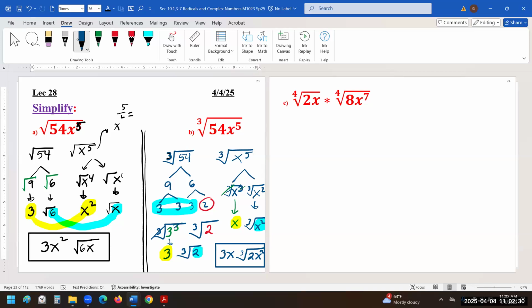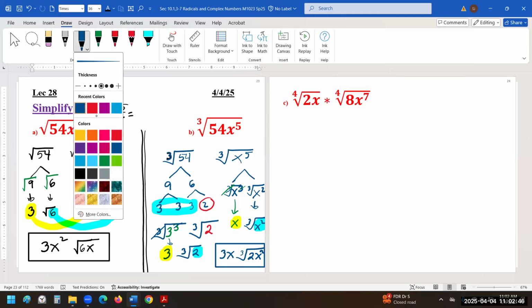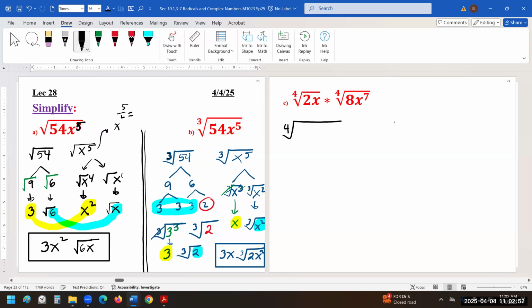Done. What are you looking for in the next question? How many times? 4 times. But this time they have a multiplication between them. So we are going to have 2 radicals. One is multiplying the numbers and another is multiplying the variables. So our numbers are 2 times 8 and our variables are x times x to the 7.